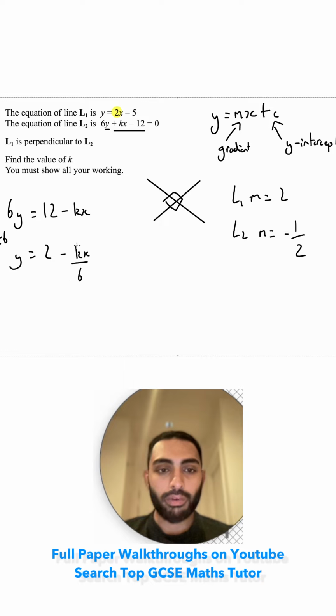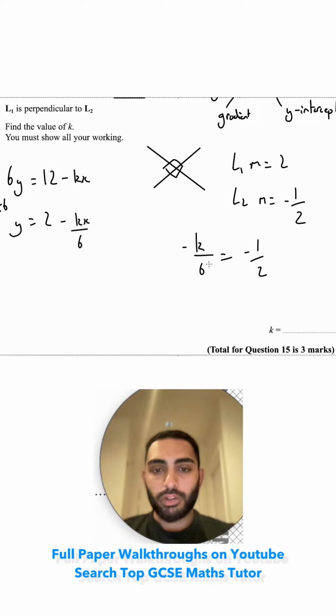And I know that the gradient is also negative k over 6. So this negative k over 6 is equal to negative a half. There's a few ways you can solve this. First I can see that they're both negative, so I can cancel out the negatives. Then I've got k over 6 is equal to a half, so I could multiply by 6. Or you could also spot that on the bottom we're multiplying by 3, so on the top we're also multiplying by 3. So k is going to be equal to 3. If you did 6 times a half, it would also give you 3, so both ways would be fine.